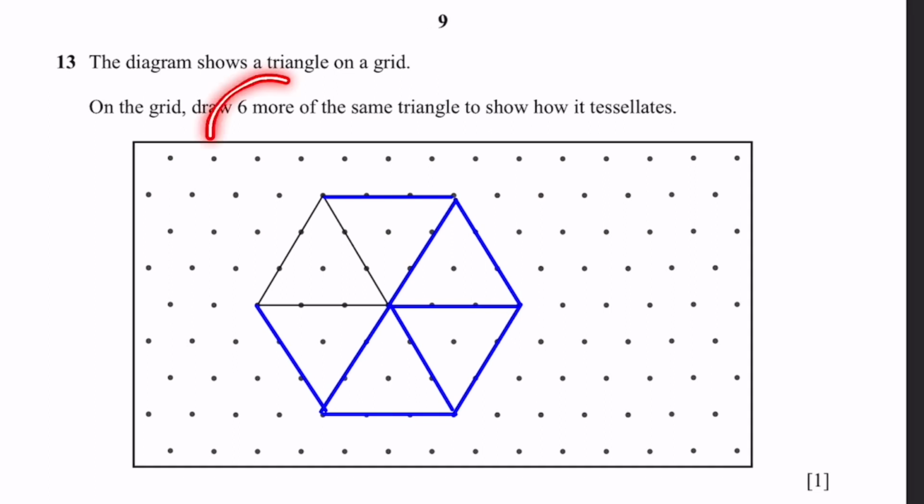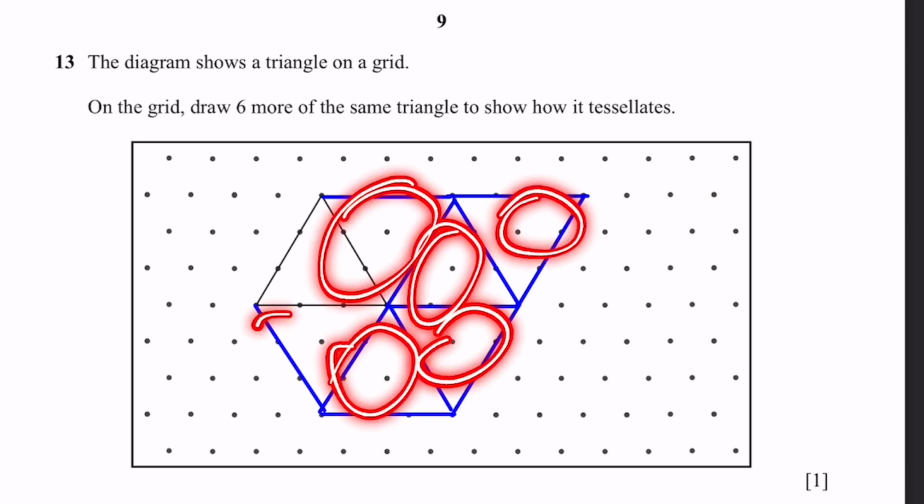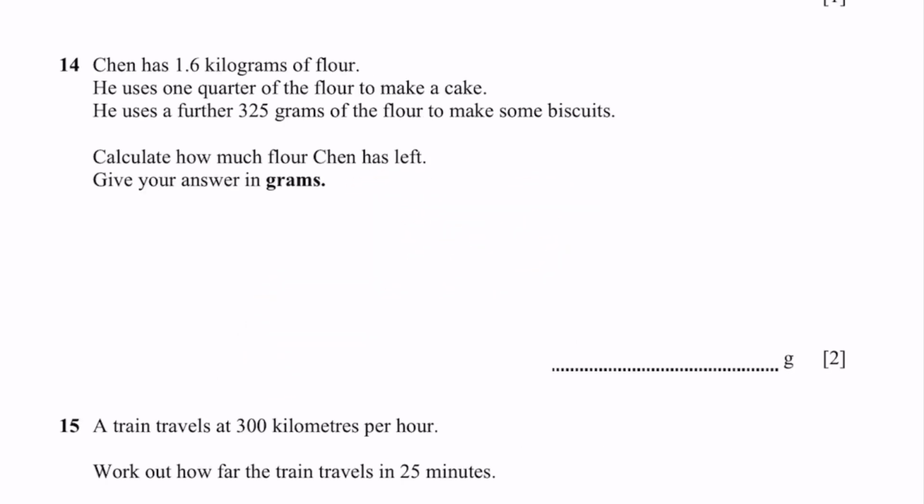And we need 6 more, not just 6. So we can just draw one more triangle connecting these. If we count it, we have 1, 2, 3, 4, 5, 6 more triangles. That's the answer.